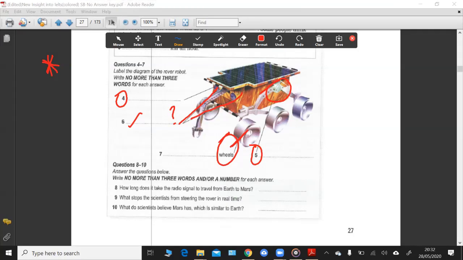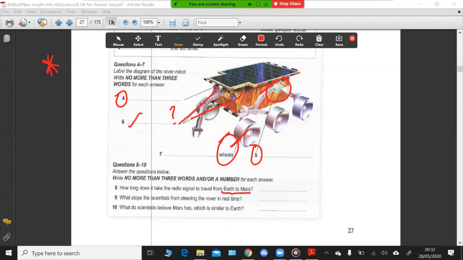Okay, once we finish question A, we go to question 8 to 10. No more than 3 words. Okay, question 8. How long does it take the radio signal to leave from Earth to Mars? When you give a radio signal, how long does it take from Earth to Mars? So you will write it down here.